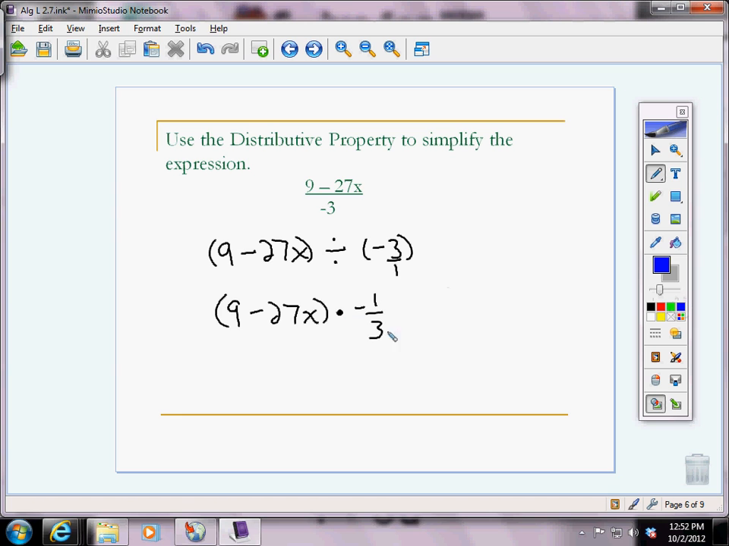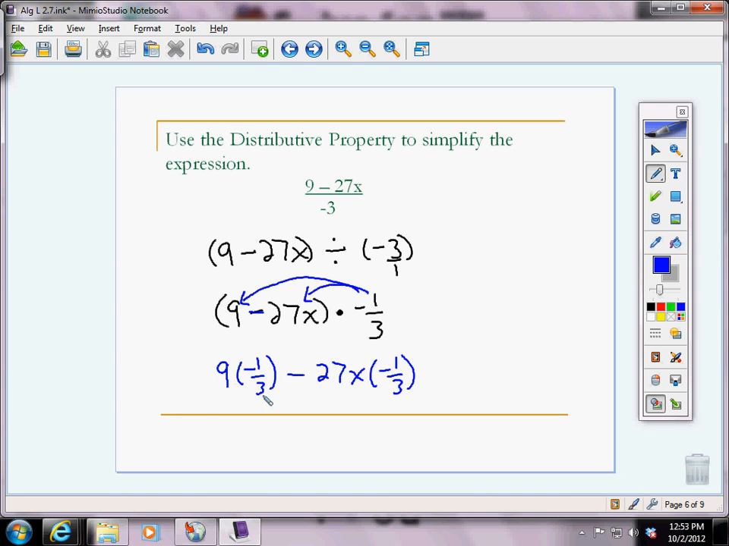Now we can use our distributive property. Remember, our distributive property says we're going to take the number we're multiplying by and give it to everything in parentheses. 9 times a negative 1/3. And you don't have to write this stuff down, sometimes it's helpful. And 27x times a negative 1/3. Minus sign, minus sign. Okay?